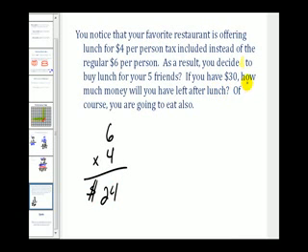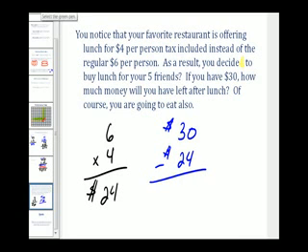So if you have $30 and lunch is going to cost you $24, you need to find the difference. So the amount of money you will have left will be $30, the amount of money you have, minus the cost of the lunch, which is $24, which will equal $6. You will have $6 left after you buy lunch for you and your friends.